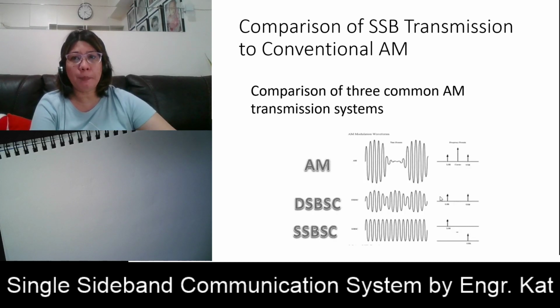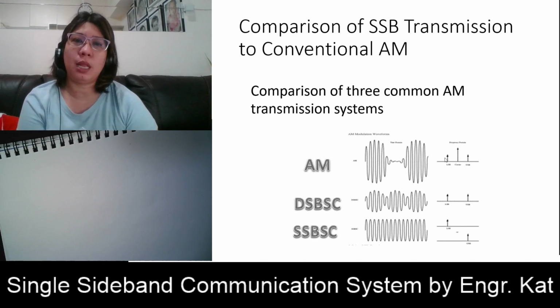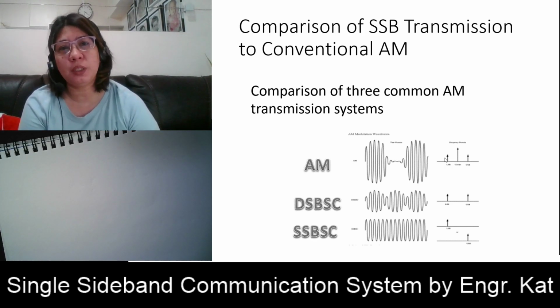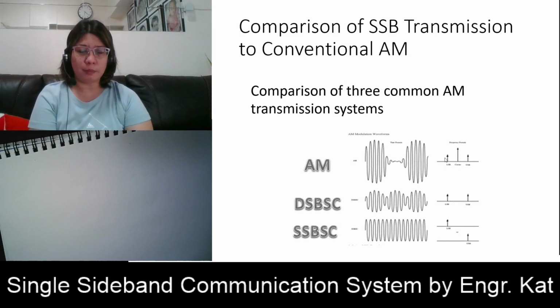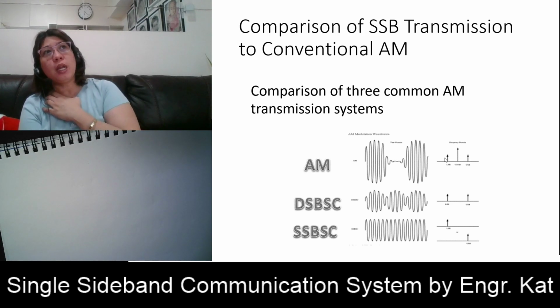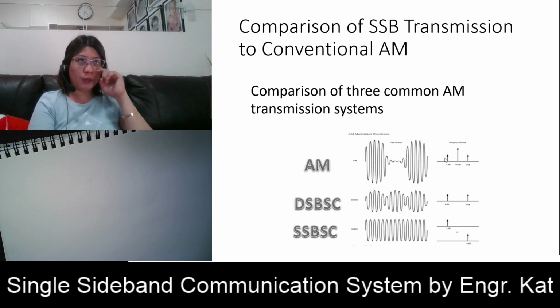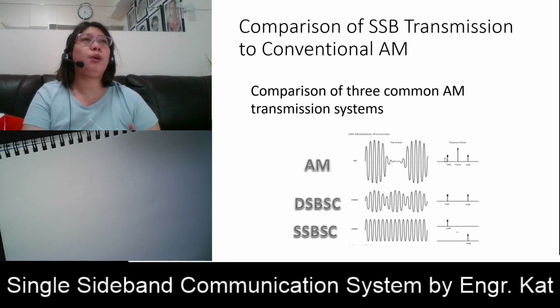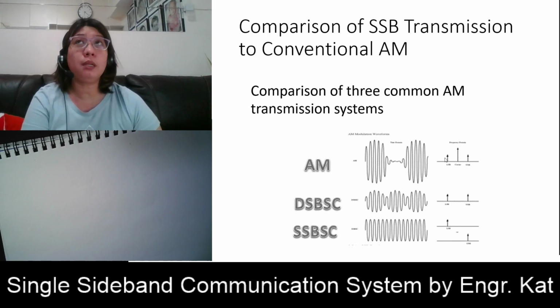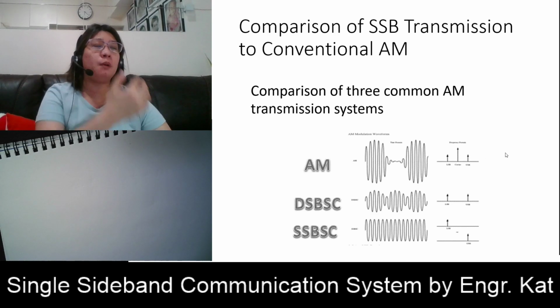This is how we compare single sideband transmission to conventional AM. Here we have the comparison of the three common AM transmission systems: the conventional AM, wherein you have your full carrier plus your two sidebands; the double sideband with suppressed carrier; and the single sideband with suppressed carrier. In terms of power conservation and efficiency, it requires considerably less transmitted power. That is the advantage of the single sideband communication system.